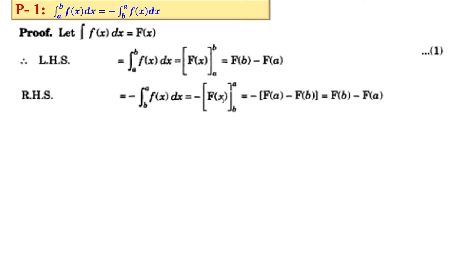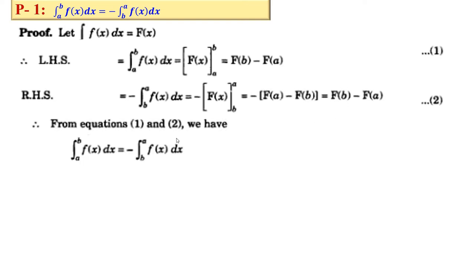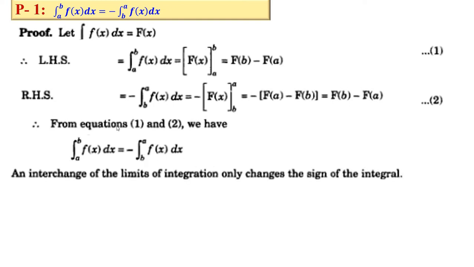So when we substitute the upper limit, we have F of a. When we substitute the lower limit, it is F of b. So you have minus of F of a minus F of b. That will give you capital F of b minus F of a. So if we name that as equation 2, from 1 and 2 it is obvious that integral a to b, LHS equals RHS, that is integral a to b f of x dx is minus integral b to a f of x dx. Now this says that interchange of the limits of integration only changes the sign of the integral.